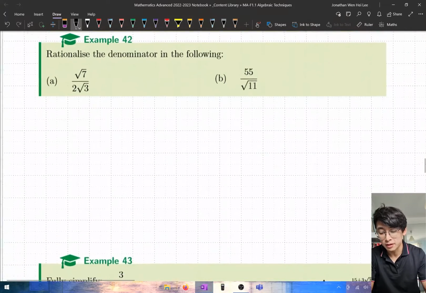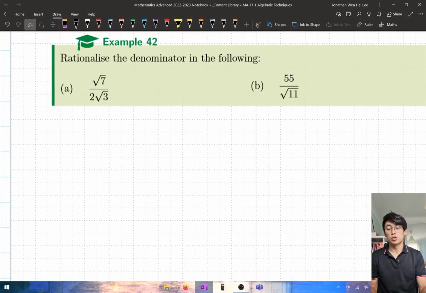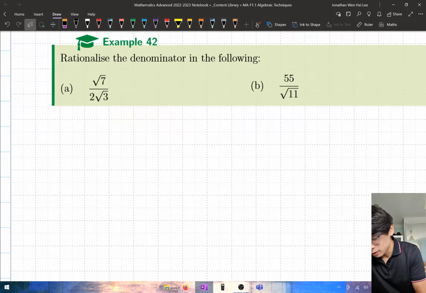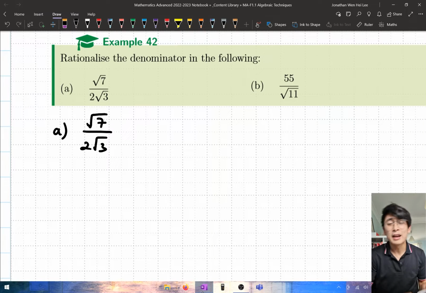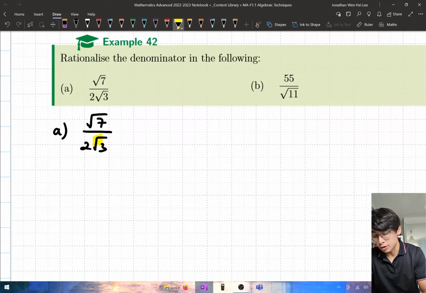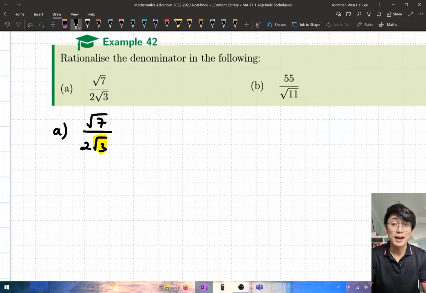So let's have a look at the following example. This is example 42. Rationalize the denominator in the following. Here we've got square root 7 over 2 root 3 in the first example. Notice there is a surd in my denominator. I don't like that surd, so I'm going to multiply both the top and bottom by that particular surd.